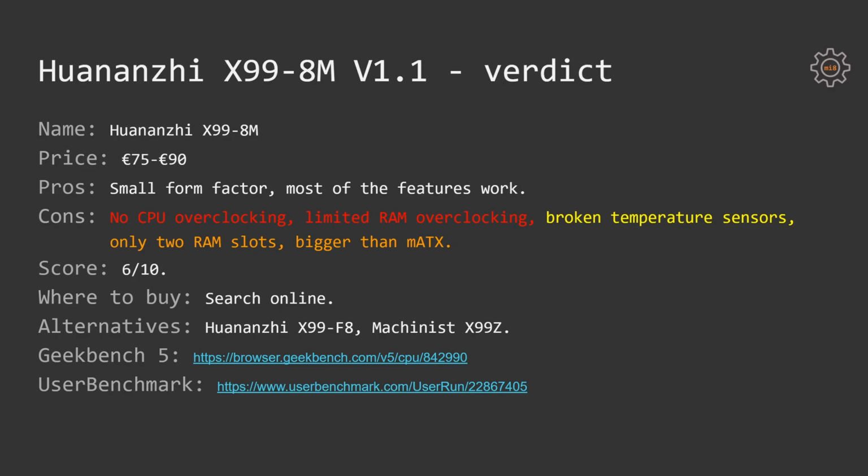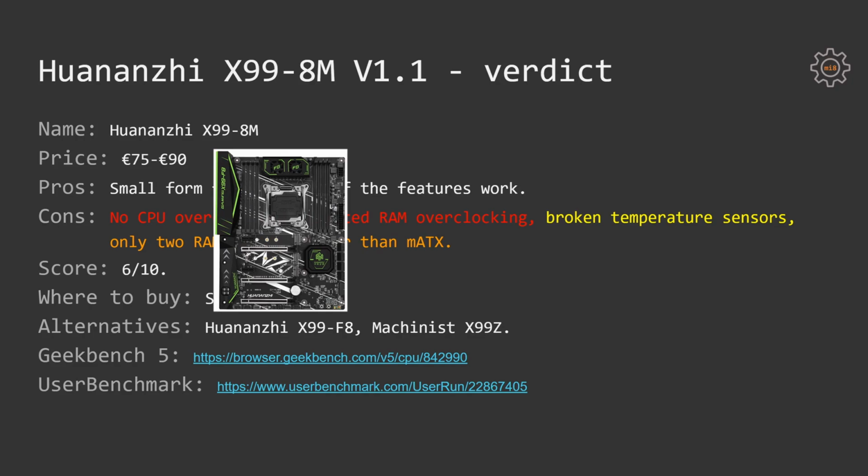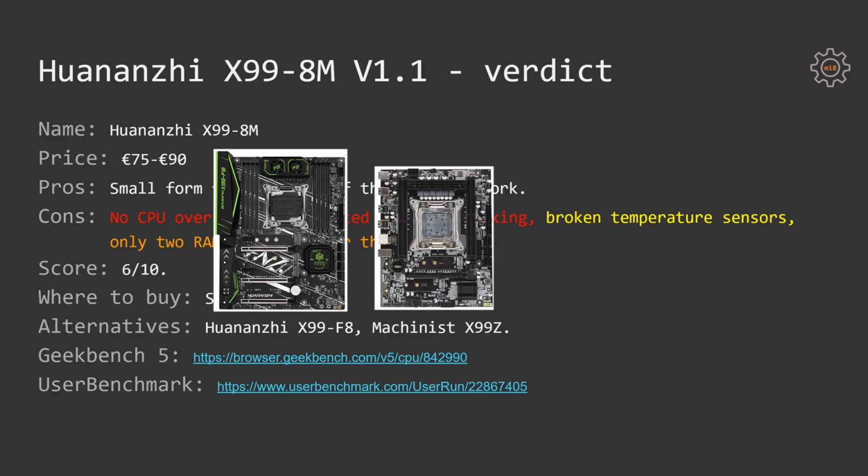Now, where to buy this motherboard? Unfortunately, I will not recommend the seller where I bought the motherboard because the delivery was way too long. I had to wait for the motherboard for a very long time. Regarding the alternatives, we still have Huananzhi X99-8M, which is somewhere in the customs and shall be at my place in a week or two, and Machinist X99-Z. Currently, I'm having some issues with Machinist X99-Z. I will try to resolve them and make a video about it as soon as possible.